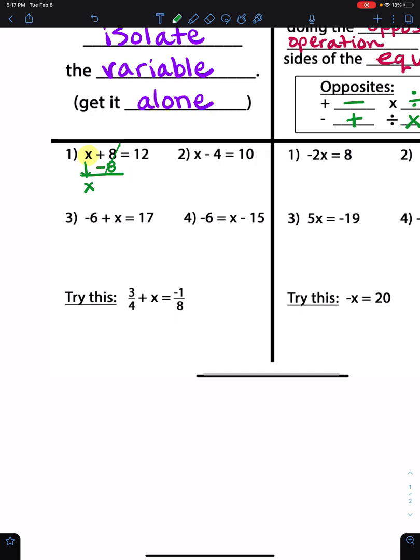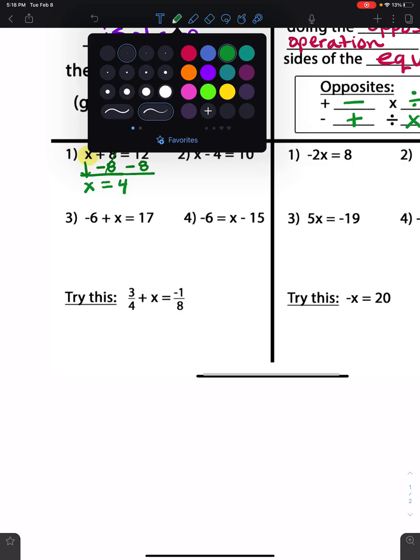8 subtract 8, of course, is 0. So they cancel each other out. We don't have to write x plus 0. We don't ever have to write adding 0 to something. So we just have an x on the left. And then remember, our golden rule of equations is whatever you do to the left side, you have to do to the right side. So since we subtracted 8 from the left, we have to subtract 8 from the right. 12 subtract 8 is, of course, 4.